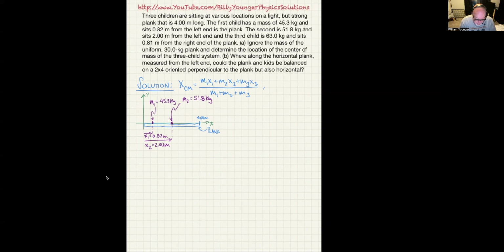Now I've drawn the first two because the first two statements are pretty straightforward. It said the first child has a mass of 45.3 kilograms and sits 0.82 meters from the left end of the plank. The second is 51.8 kilograms and sits 2 meters from the left end. So I've got these drawn on this diagram, but notice it says the third child is 63.0 kilograms and sits 0.81 meters from the right end of the plank.